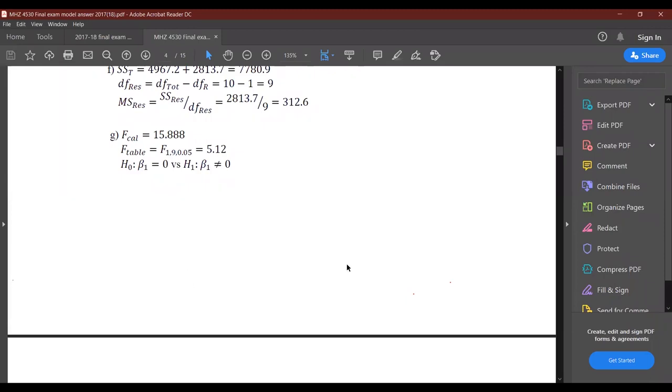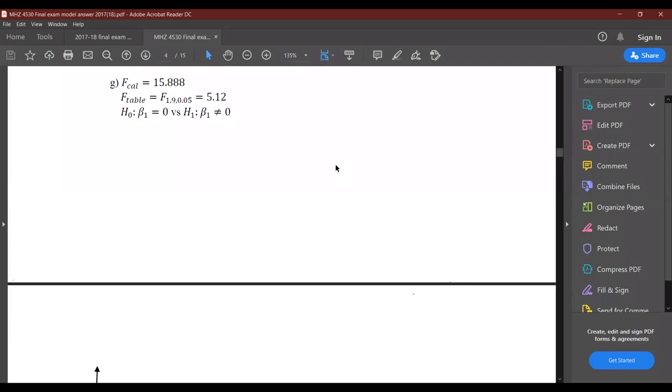How to use a calculator for this? So how do I answer that question? What do you mean by how to use a calculator for this? If you want, you can unmute and speak. How to get the F calculated value.